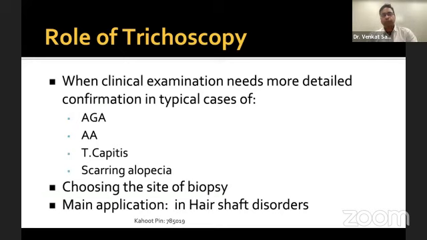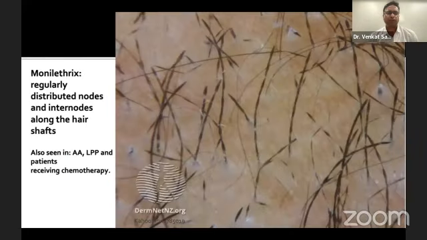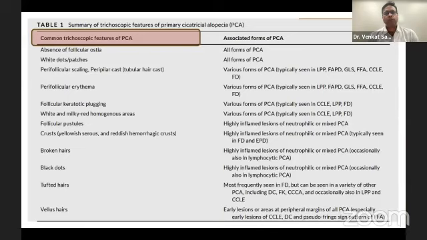So the role of trichoscopy is when clinical examination needs more detailed confirmation in typical cases of AGA, alopecia areata, tinea capitis, or scarring alopecia. So that's where it's helpful. Choosing the site of biopsy, that's where I use it. But the main application is actually in hair shaft disorders, where you want to look at the hair shaft. So for example, monilethrix, though it's not a specific finding, you can use that to diagnose it.